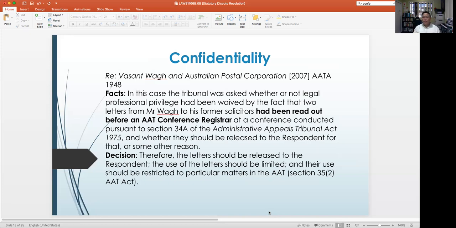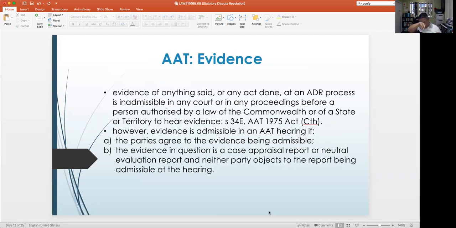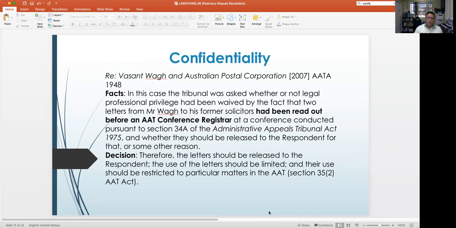So remember, under the previous provision, Section 34E, any evidence of anything said or any act done at an ADR process is inadmissible in any court or any proceeding, including in the AAT. The question is, would those letters which had been read out before an AAT conference registrar be covered by the rule of confidentiality? But the decision of the AAT on this was that the letters should be released to the respondent. The use of the letters should be limited, and restricted to particular matters in the Administrative Appeals Tribunal.